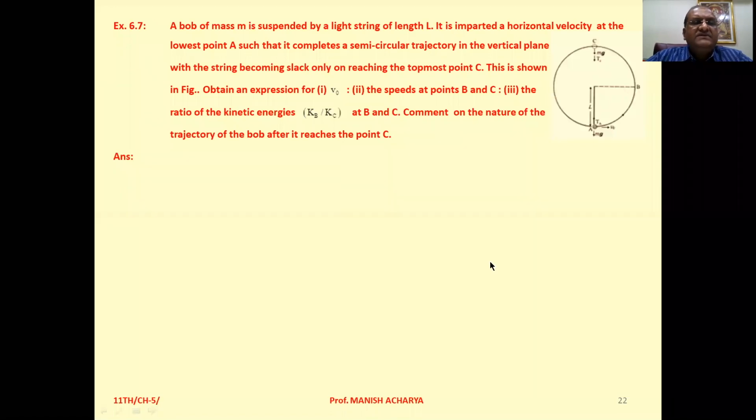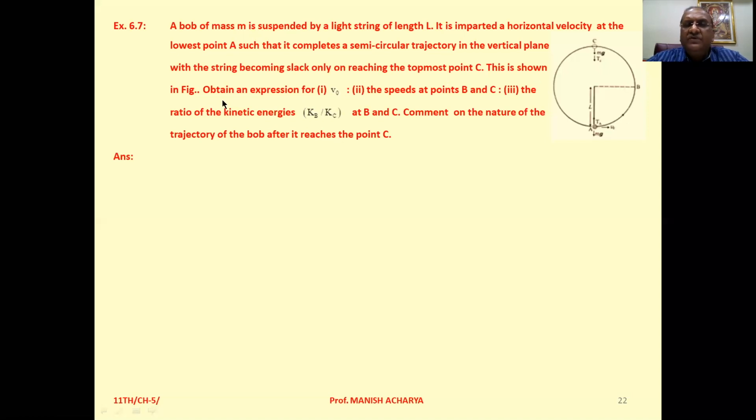Now, example 6.7. A bob of mass m is suspended by a light string of length L. It is imparted a horizontal velocity at the lowest point A such that it completes a semicircular trajectory in the vertical plane, with the string becoming slack only on reaching the topmost point C.